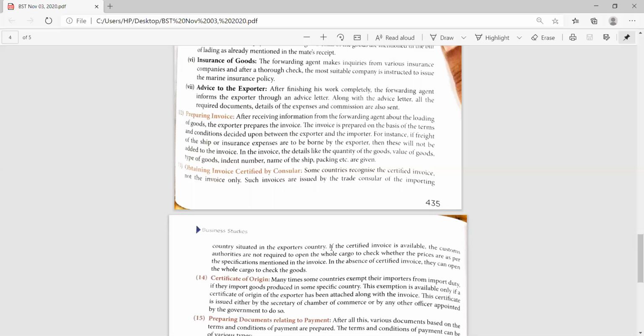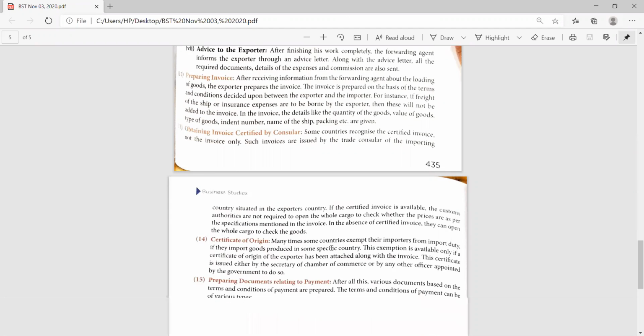If the certified invoice is available, the customs authorities are not required to open the whole cargo to check whether the price is as per the specification mentioned in the invoice. In the absence of the certified invoice, they can open the whole cargo to check the goods. So what is the benefit of the certified invoice? You have to underline this point. You may get the question in the paper.